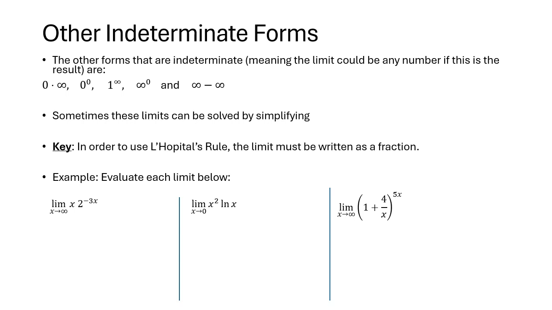However, the key idea is that in order to use L'Hopital's rule, the limit must be written as a fraction, meaning we cannot just take derivatives if we get 0 times infinity, 0 to the 0, 1 to the infinity, infinity to the 0, or infinity minus infinity. We have to find some way of writing that limit as a fraction. This ranges from not particularly difficult to, in some cases, very difficult, or even algebraically just not worth doing.